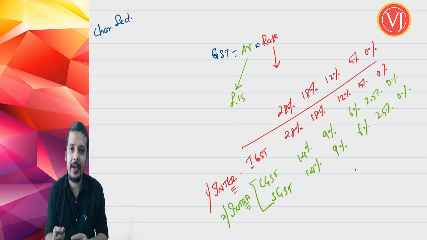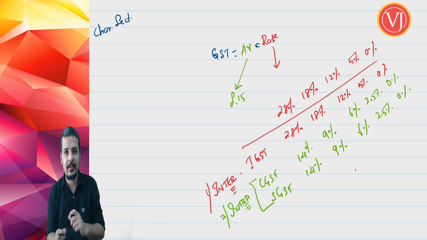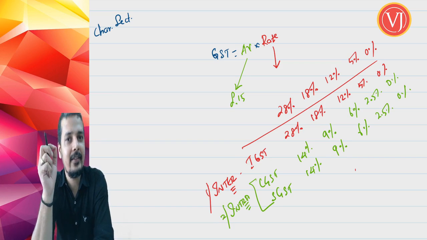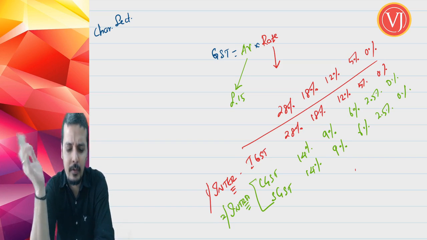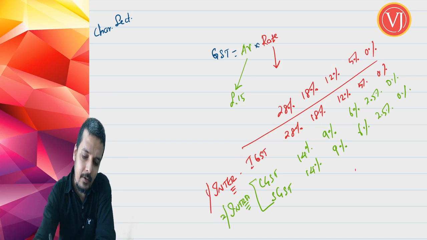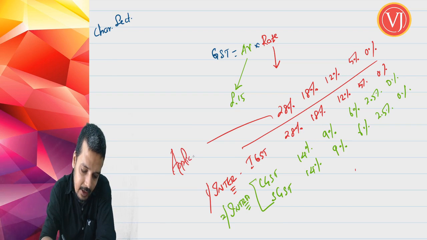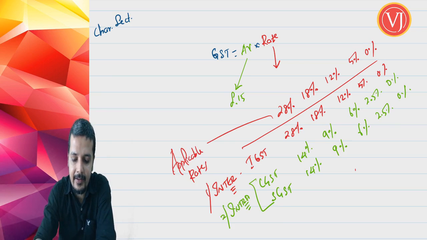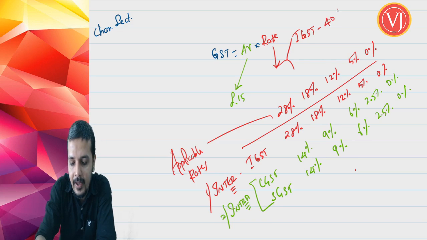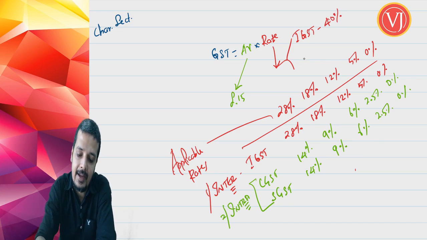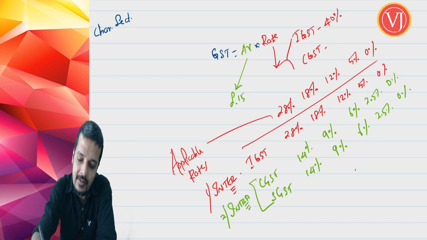So, if the rate is 28, CGST is 14% and SGST is 14%. If the rate is 18%, CGST is 9%, SGST is 9%, and so on. Right. But wait, you have to understand that these are the applicable rates as of now. But the IGST Act tells that the maximum rate which can be there for IGST as of today is 40%. And the CGST Act tells that the maximum rate which can be there for CGST as of now is 20%.